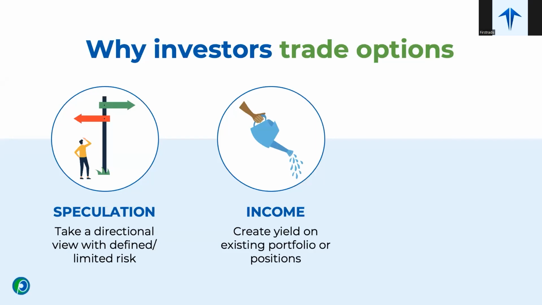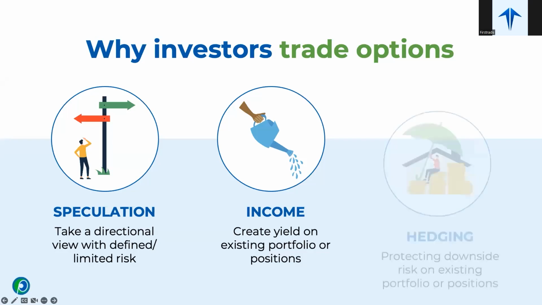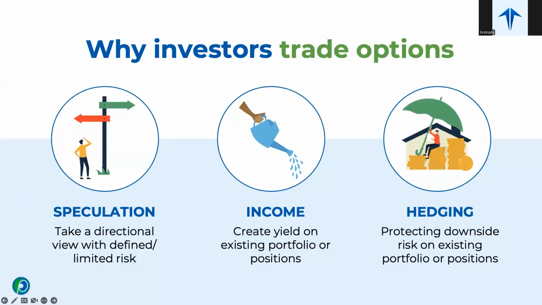And I'll give you a little example of that within the next slide, and we'll of course cover that in a later session. And then the third is hedging, and these are primary. There are of course other ways to layer options, but this is where you protect downside risk on an existing portfolio or positions. Because if you're purchasing a put, you have the right to sell. So it's for hedging purposes.